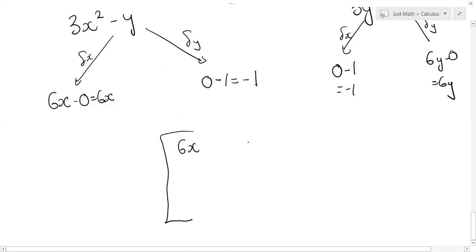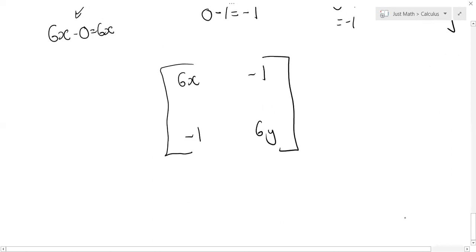6x, minus 1, minus 1, 6y. Okay. Now we need to find the determinant of this matrix. So how are we going to do this? Follow me here. It's going to be this times this.